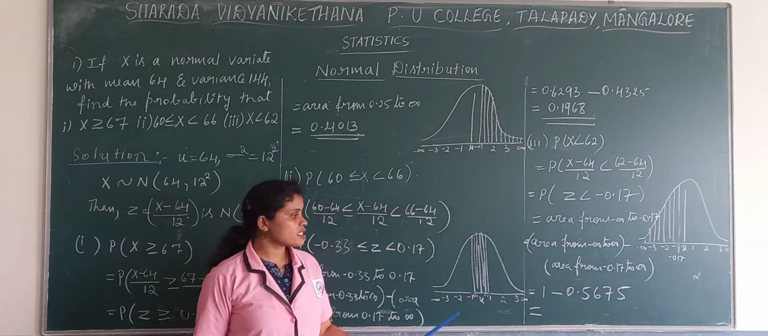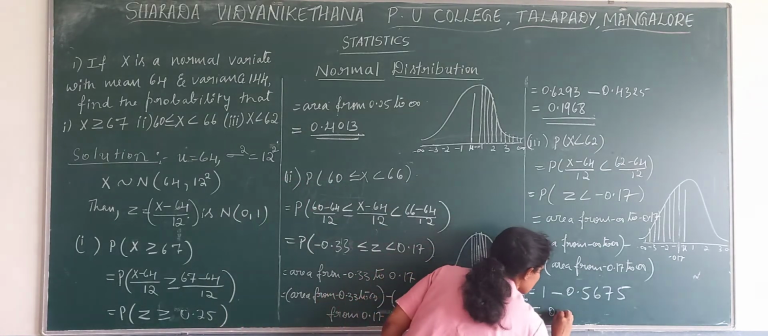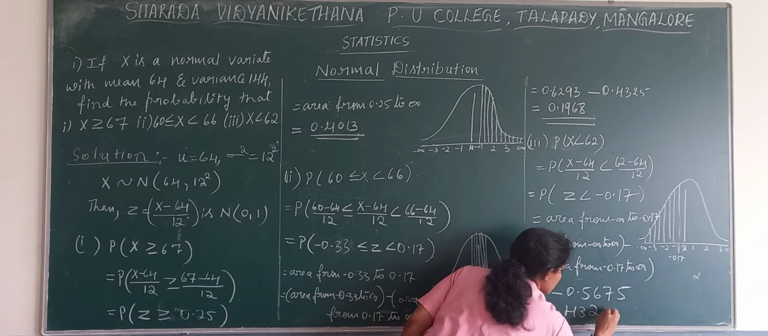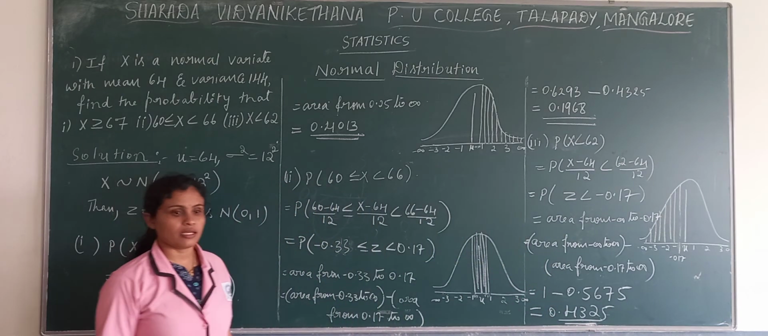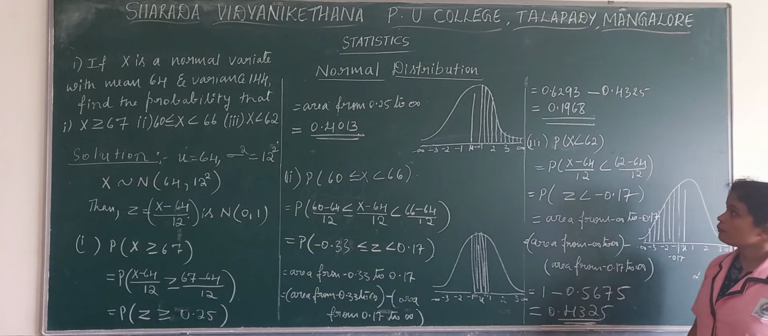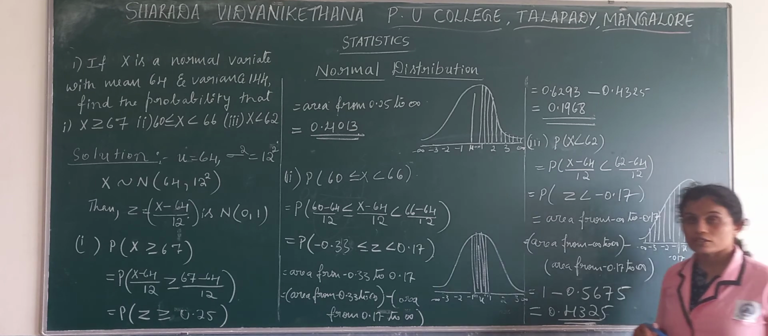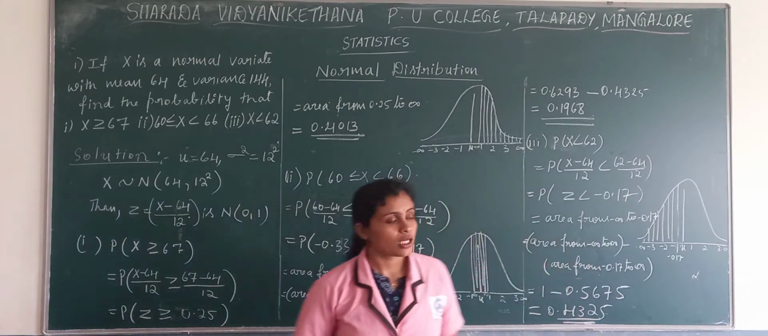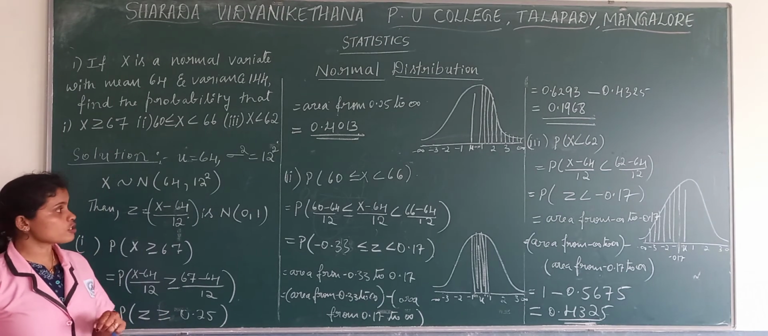Now 1 minus 0.5675, then we get 0.4325. This is the value of less than. I know that you might have got confused, or you might have thought this problem is a bit difficult. No, it's not difficult. Go slowly. I have gone very slowly.